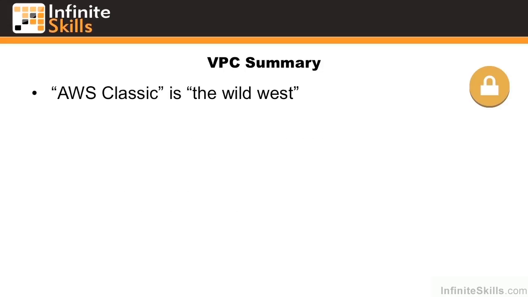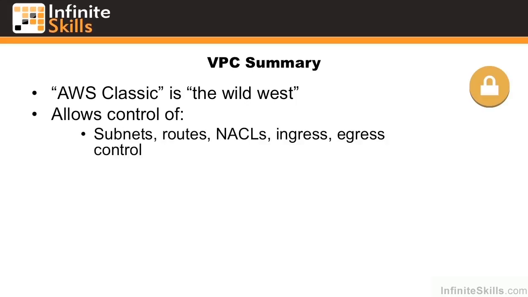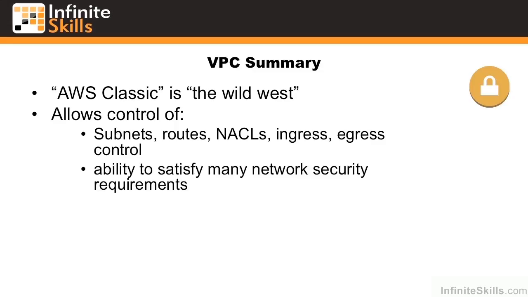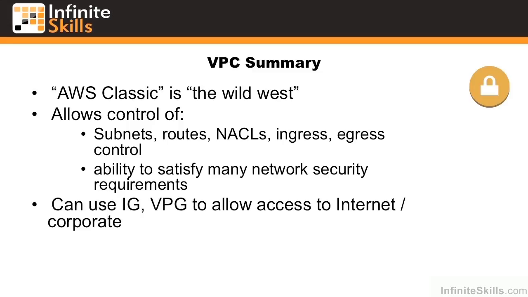In summary, AWS Classic is the Wild West. VPC allows for controls of subnets, routes, NACLs, both ingress and egress. It also allows you the ability to satisfy many network security requirements. You can use an internet gateway and a virtual private gateway to allow access to the internet and corporate, and it's free to use.